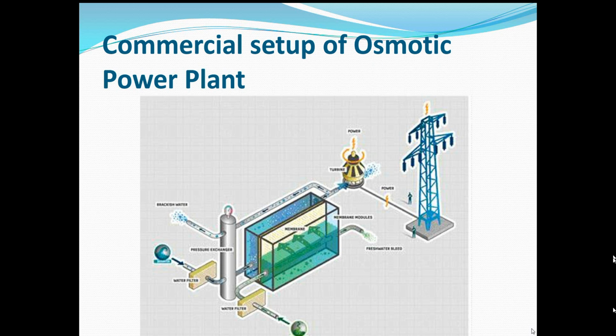Now, because of the salinity difference, the water molecules from the freshwater side tend to move towards the seawater side, thereby increasing the height of the seawater. As the height of the seawater increases, it creates a head, and this high head of water helps the water turbine to rotate efficiently, thereby producing power.